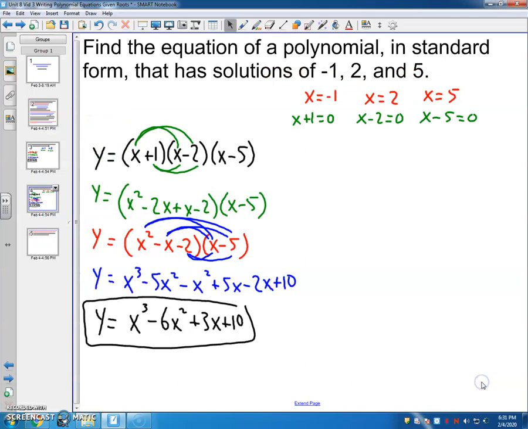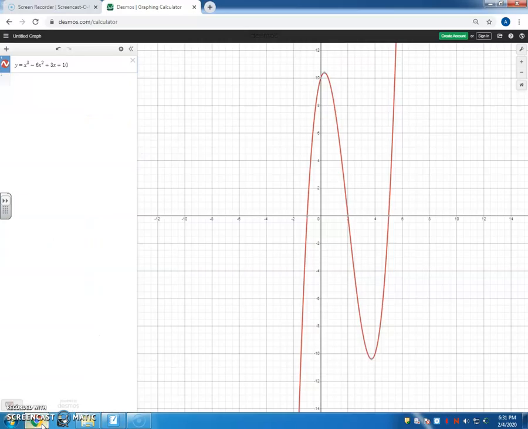And I did graph this, I believe. Here's the equation. Y equals x cubed minus 6x squared plus 3x plus 10. There's three x-intercepts. So they're oops, missed it. Still didn't get it. Alright. There you go. So negative 1, positive 2, and 5.